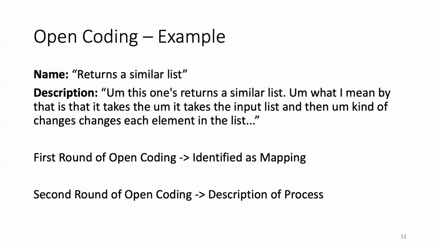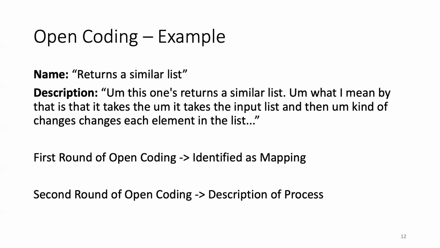For example, this is a name and a description of a group given by a participant. This participant called one of their groups "returns a similar list," and when asked to describe it, said, "This one returns a similar list. What I mean by that is it takes the input list and then changes each element in the list." During the first round of open coding, which identified the categories described by participants, this group was identified as mapping, as the participant is describing changing each of the elements in a list.